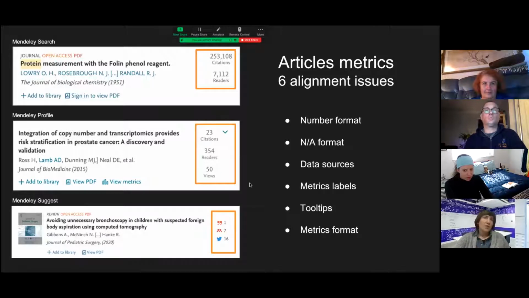And also we had a different format for when the metrics were missing. Data sources were different. There was some problem with the labels, tooltips were not consistent, and some misalignments were important for us to solve as designers, but maybe not so important for other people. So it was difficult to find the time to work on it.